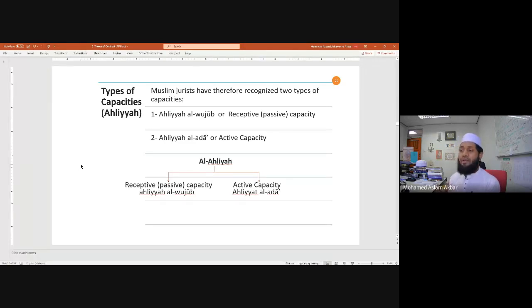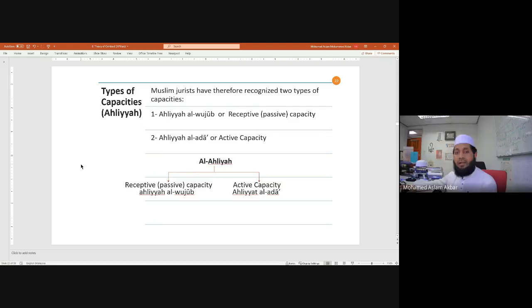The receptive passive capacity is something that, most of the time, is receiving. That's why we call it receptive. It's not that most of the time it is going to be obligated. Most of the time the rights will be received, so it comes under receptive capacity. The other one is active capacity. Active capacity is something that a big child or adult, the one who actually can perform the transaction, has. So these are the things we call Ahliya. There is receptive and then there is active, right?